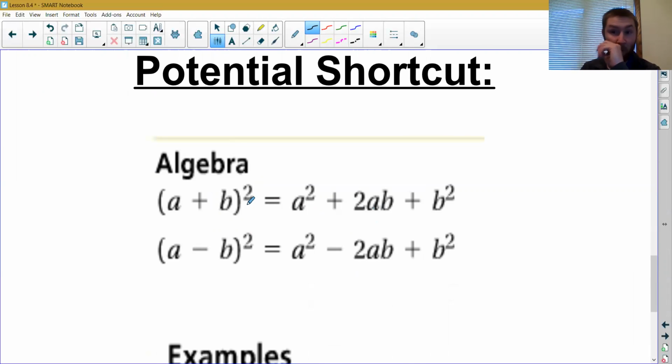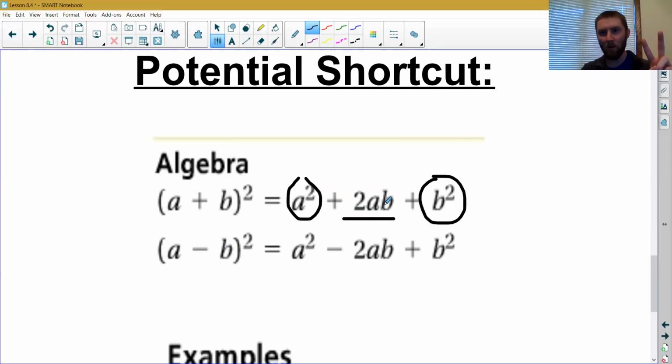When we have a binomial being squared, we can square the first piece, square the second piece. Okay, remember that's what I told you not to only do that. You can do those things as long as you remember the middle piece. Okay, and the middle piece is either positive or negative depending on what the sign in the parentheses is. And this middle piece is always 2 times the A times the B.